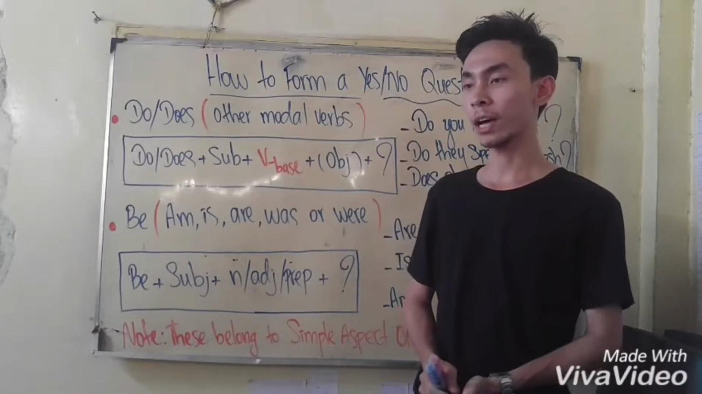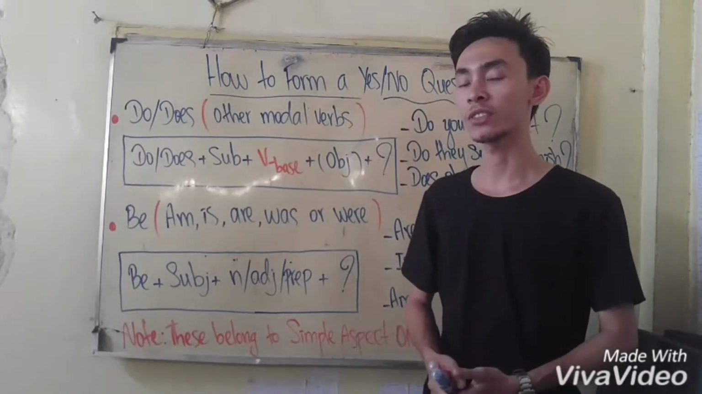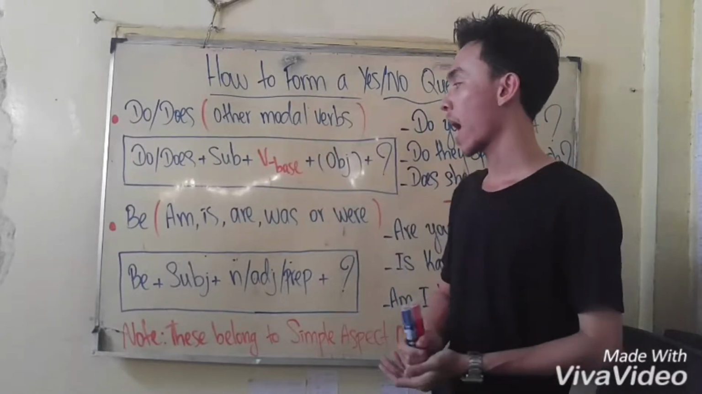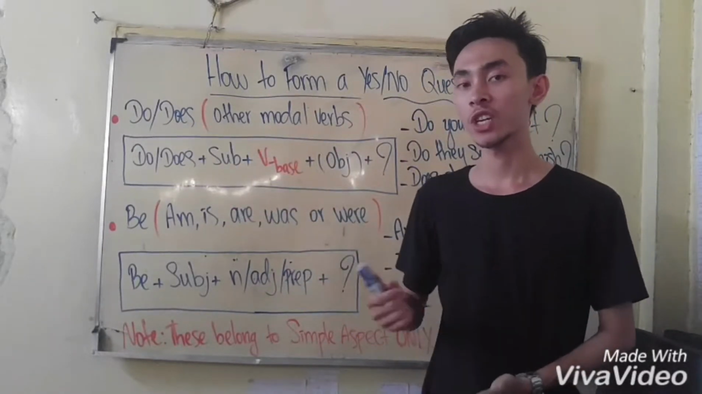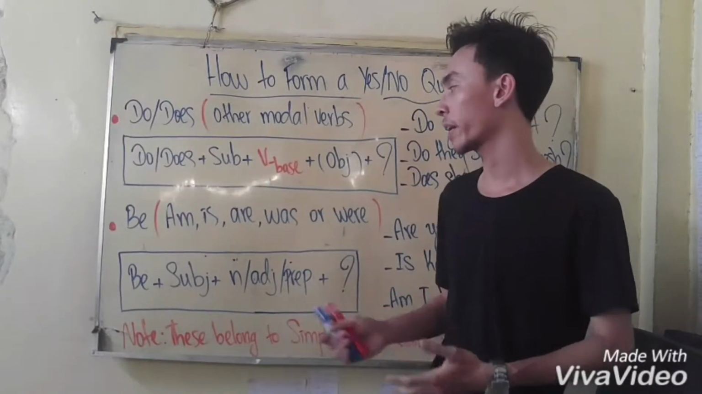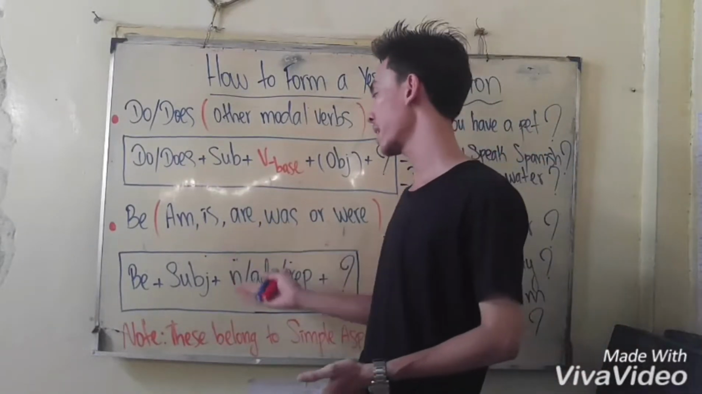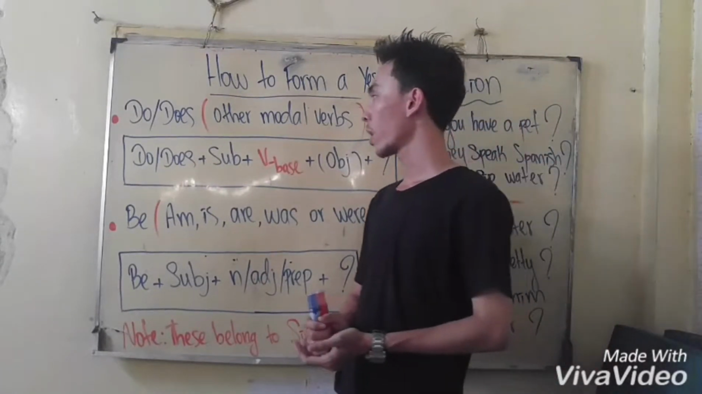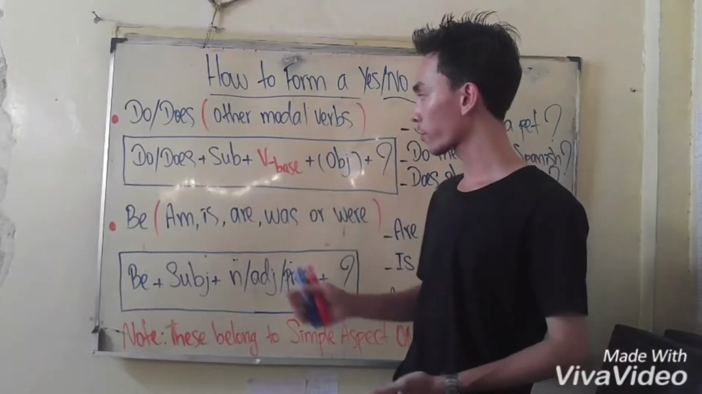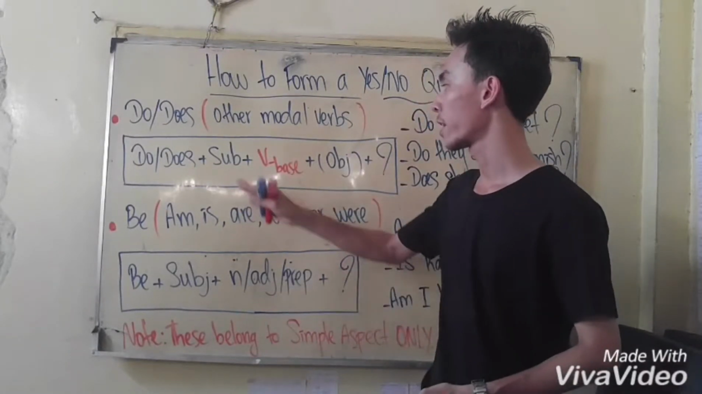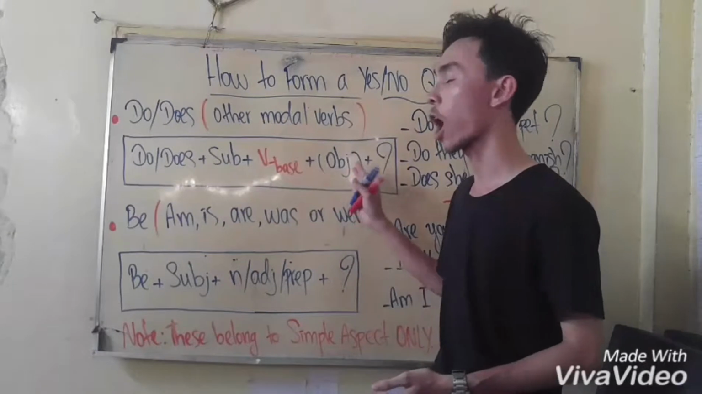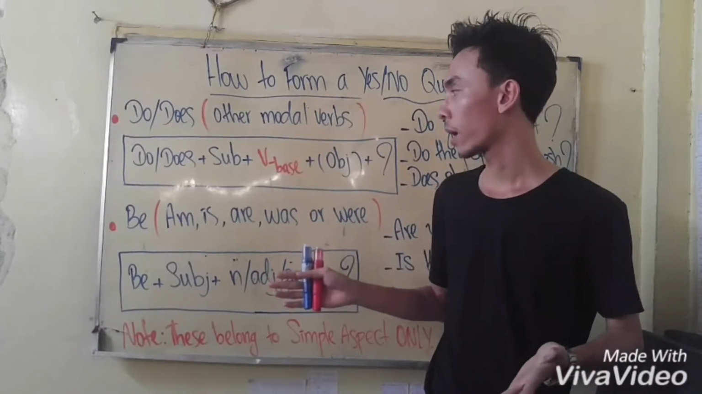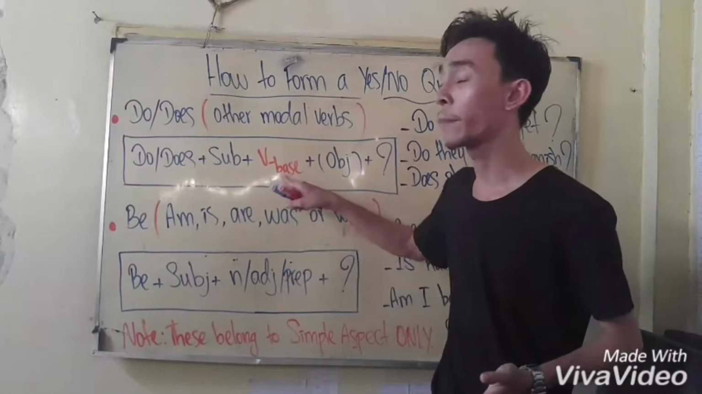Today we'll be learning about how to begin our yes/no questions with do or does or any other modal verbs, and how to begin our question with verb to be. Everybody knows that verb to be could be am, is, are, was, or were in the past form. So for the first form we have do or does plus subject plus verb base plus optional object and question mark. Do you see something in particular? We have verb base here.